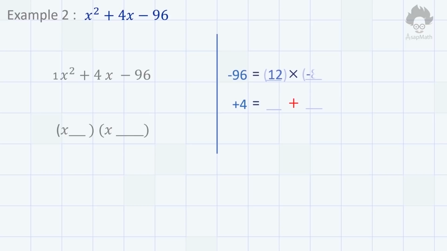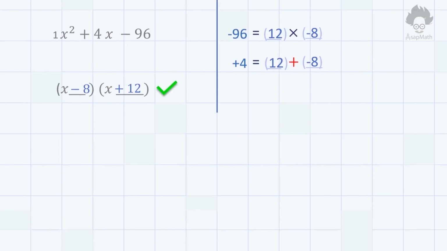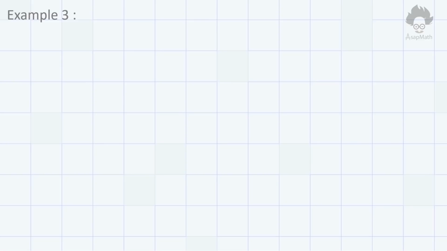Plus 12 and minus 8 satisfy both conditions. Now we can fill two linear expressions with these factors. To verify our answer is correct, we can expand these two expressions. It shows that our answer is correct. We will consider a different example now.